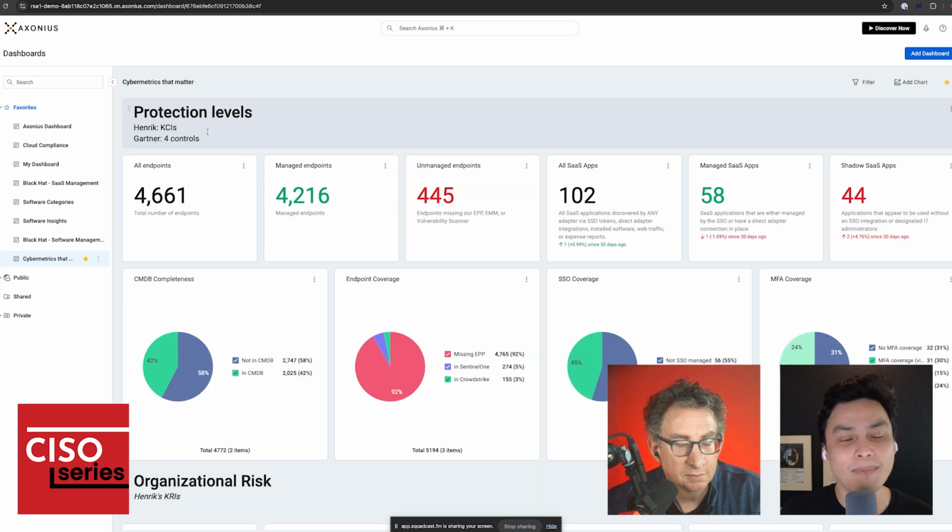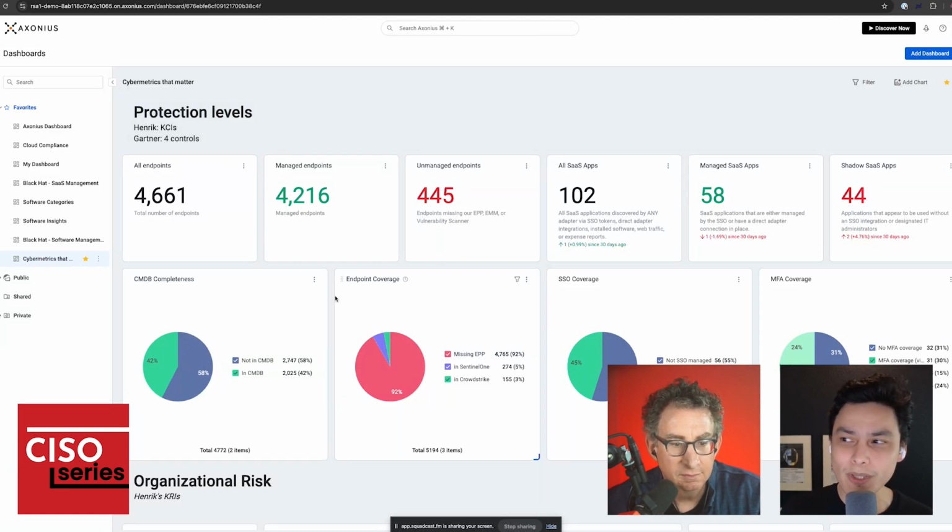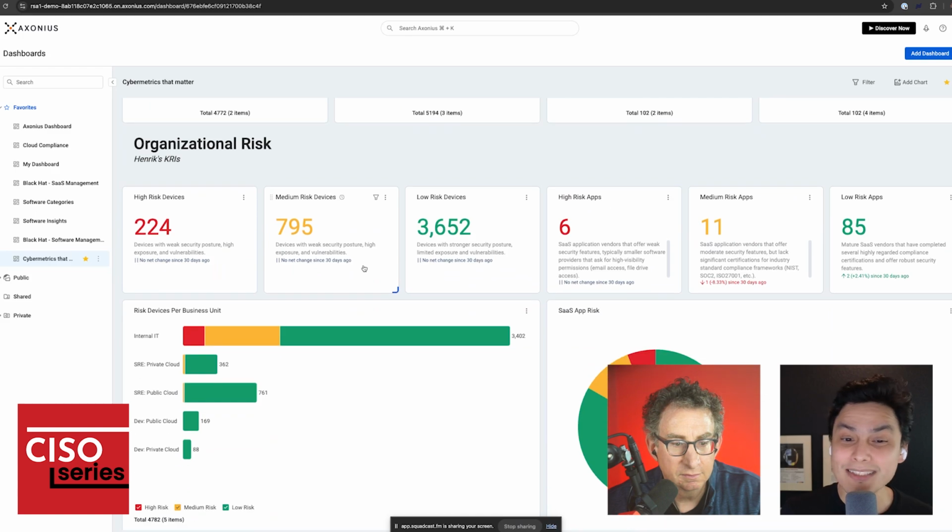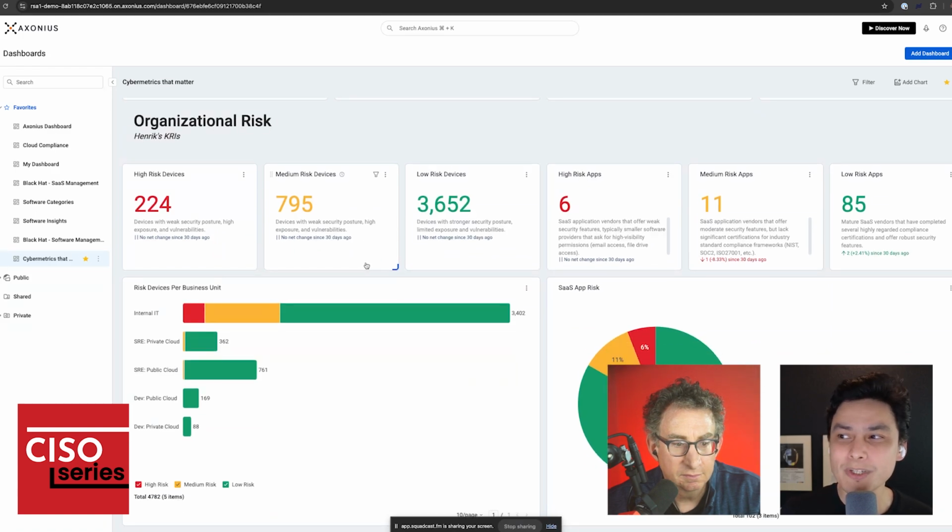So he measures in a way. Gartner does that with ODM metrics. And I started layering the foundation of those through protection levels. This is how well secure we are. The organizational overall risk, so key risk indicators.